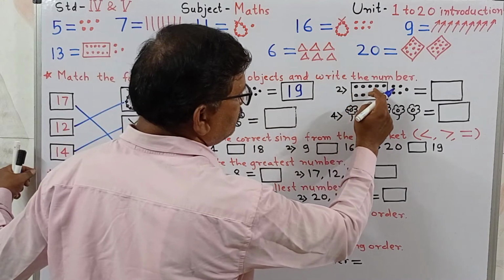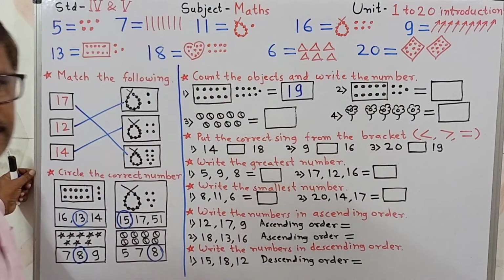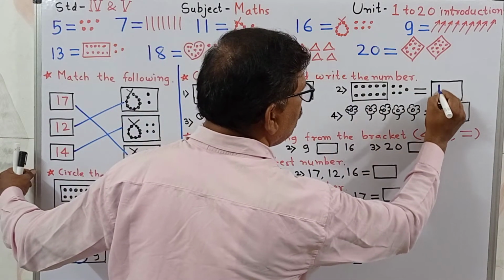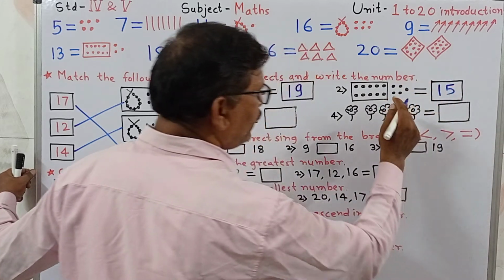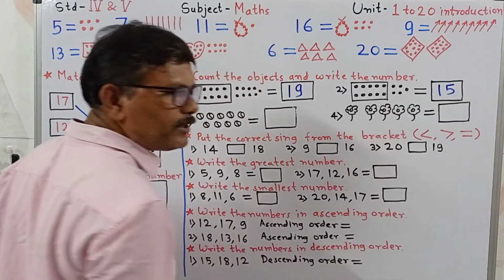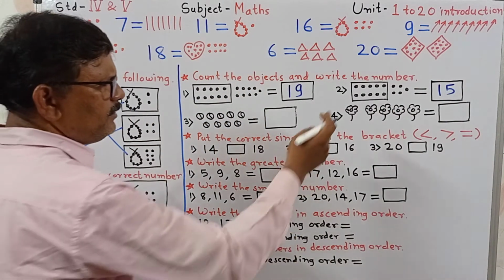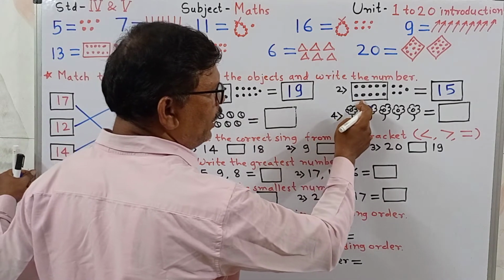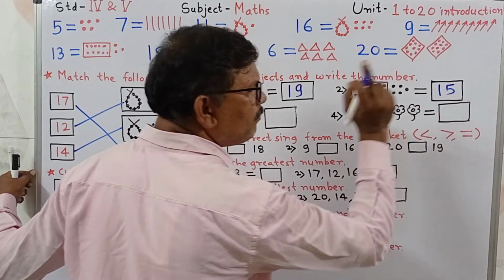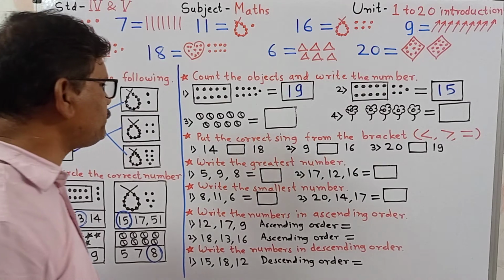Now this one. This is 1 ten and 1, 2, 3, 4, 5. 5 units means 15. 1 ten, 5 units means 15. Listen, easy, very, very easy. This is 1 ten, so I write here 1 ten. 5 units, so I write here 5 units. 1 ten, 5 units, 15.